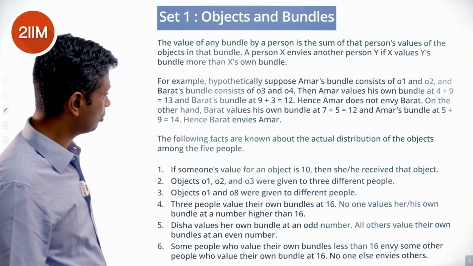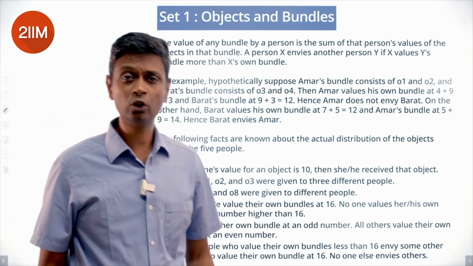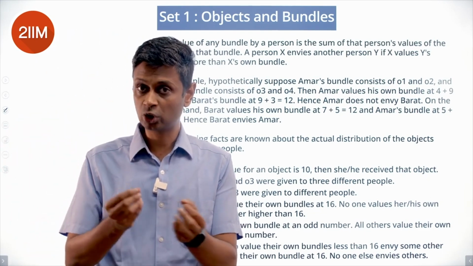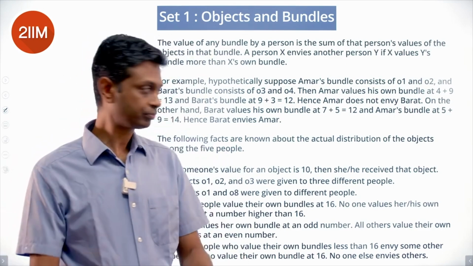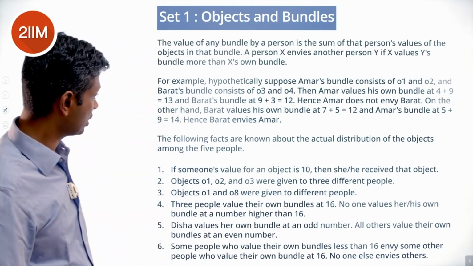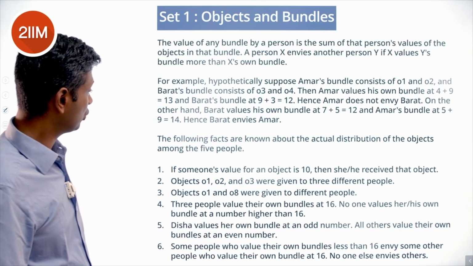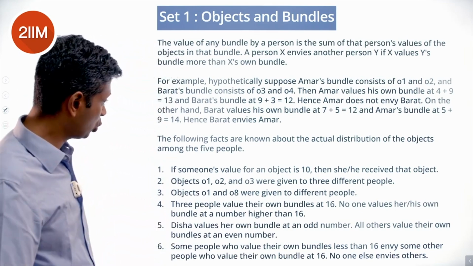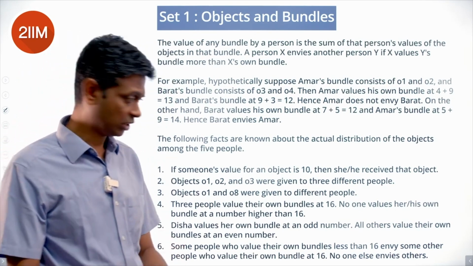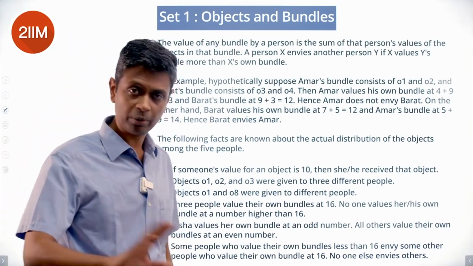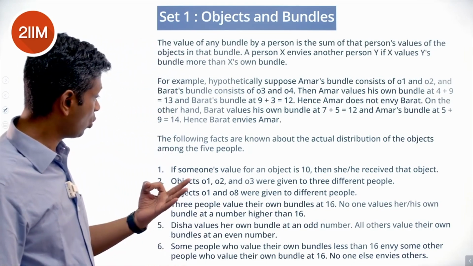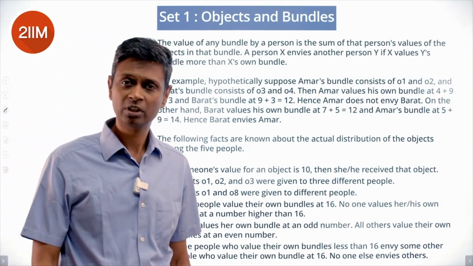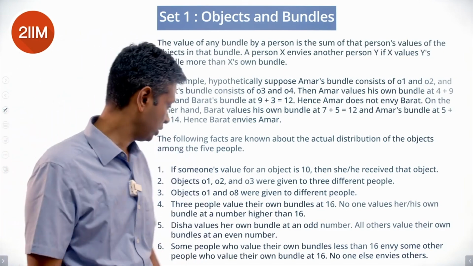The following facts are known about the actual distribution. Technically speaking, there could be a P and Q who both envy each other, or who both do not envy each other, depending on how the numbers are. Or one envies the other. The following facts are known about the actual distribution of the objects. If someone's value for an object is 10, then he received that object. Objects O1, O2 and O3 were given to 3 different people. O1 and O8 were given to different people. 3 people value their own bundles at 16. No one values his own bundle at a number higher than 16. 3 of them have got 16. Nobody has got higher than 16.